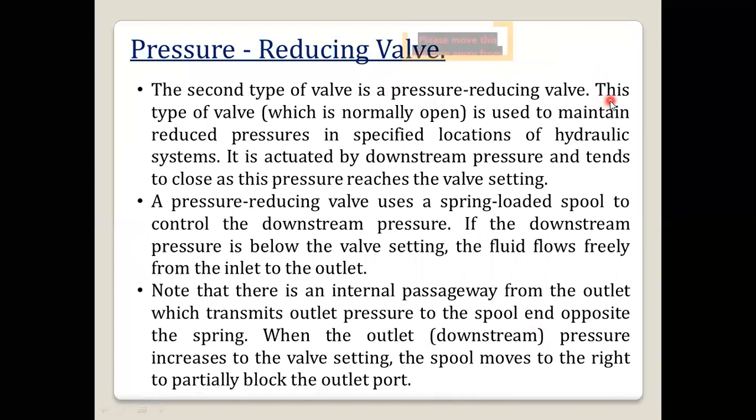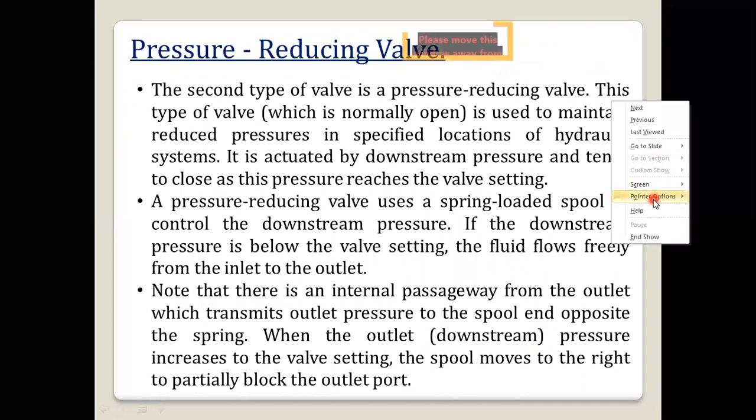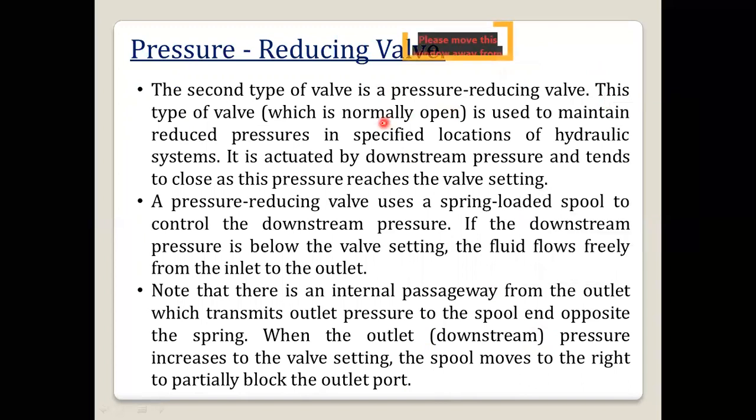Here, this type of valve is the open type valve, which is used to maintain the reduced pressure. It is actuated by the downstream pressure and tends to close as the pressure reaches the valve setting. So in the pressure relief valve, what happens? It is a closed valve, and whenever the preset level is reached, the pressure relief valve will open.